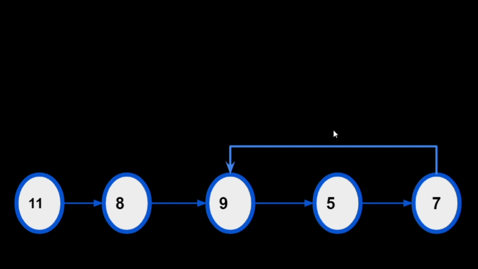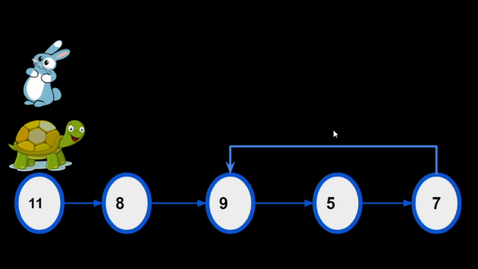One pointer is slow and the other is fast, and we move them across the linked list. If there is a cycle, then both pointers will definitely meet at some point because one is moving slow and the other is moving fast. So that's the idea behind our algorithm. Whenever they meet at the same value, we will say that there is a cycle.